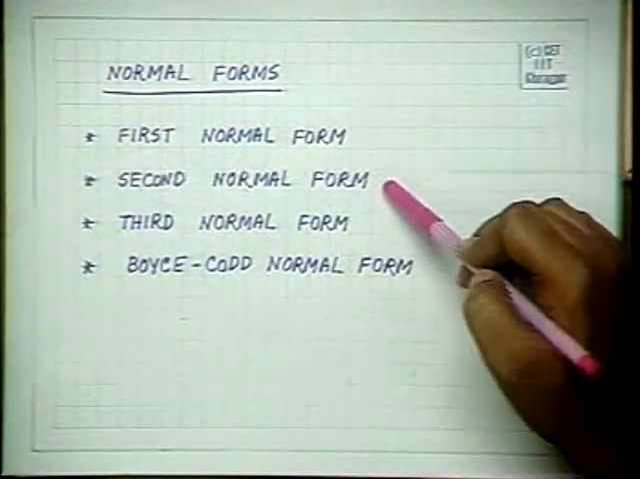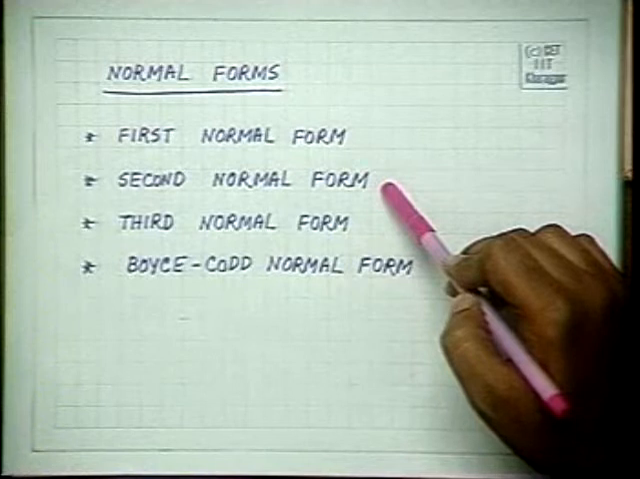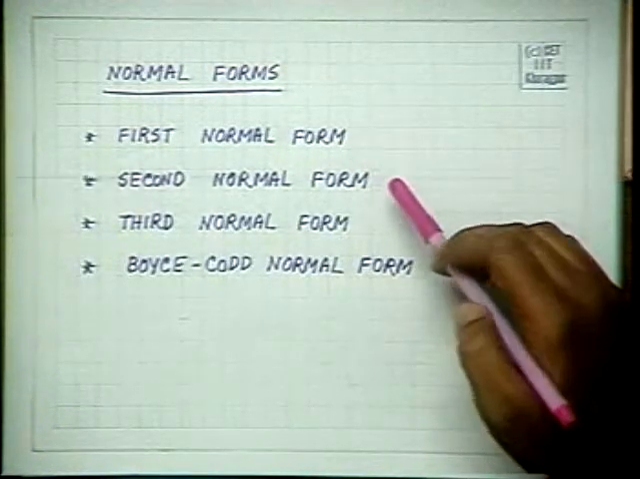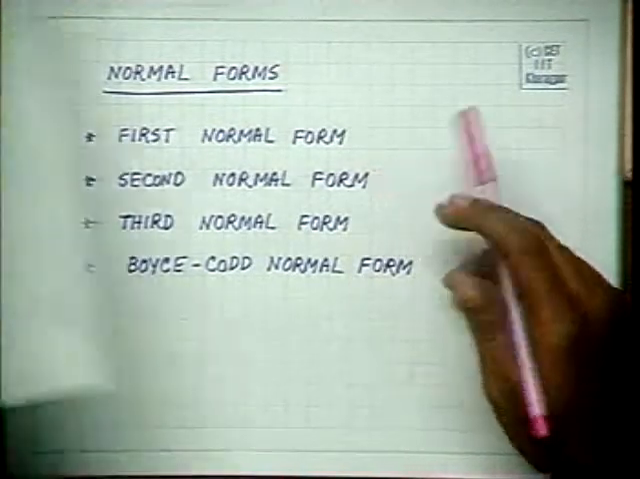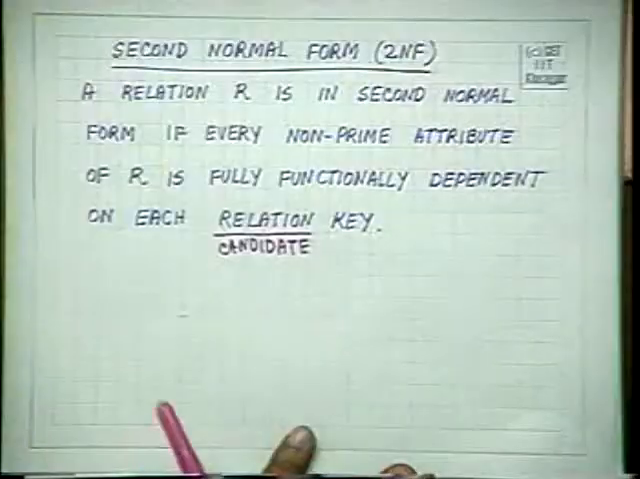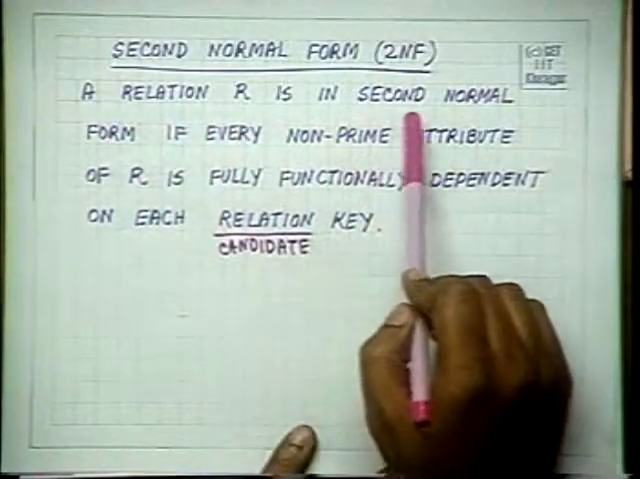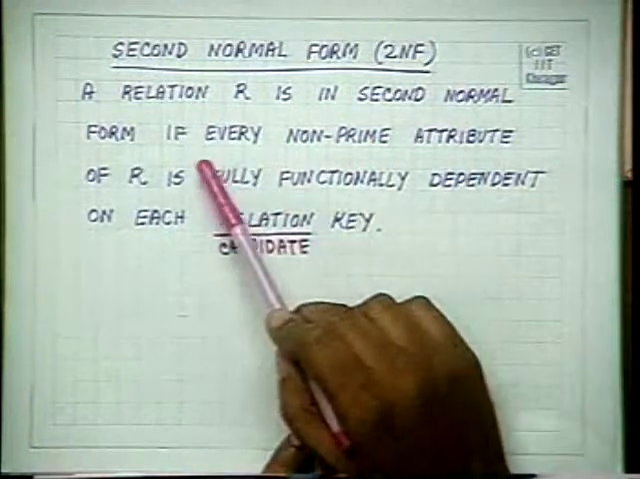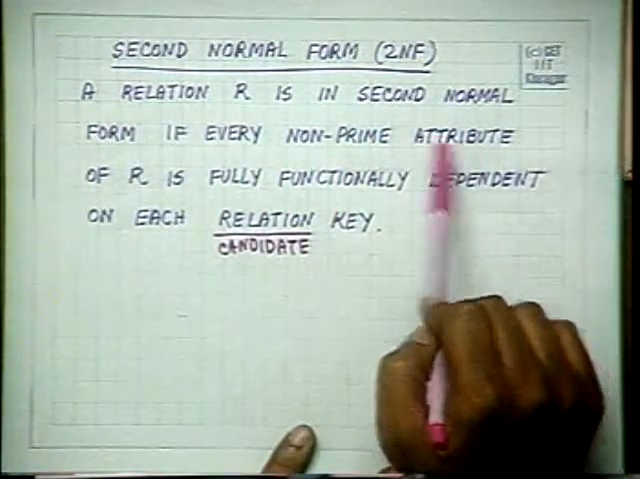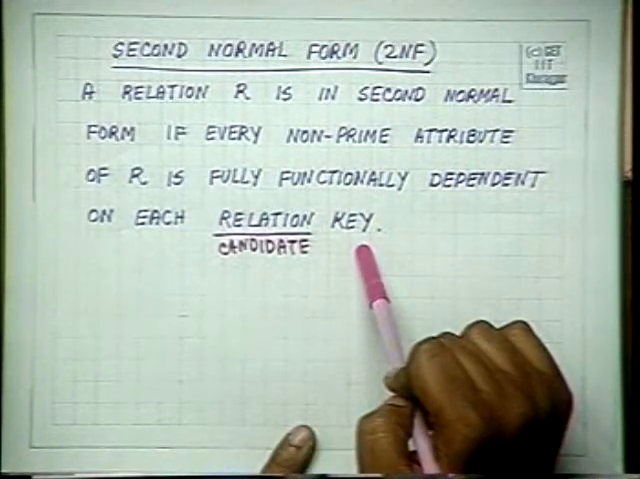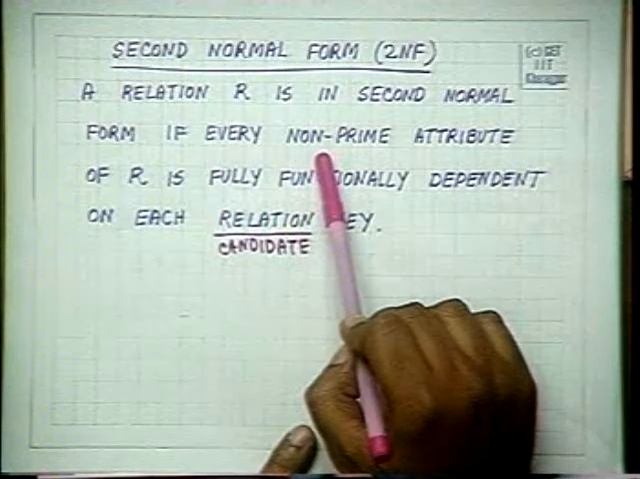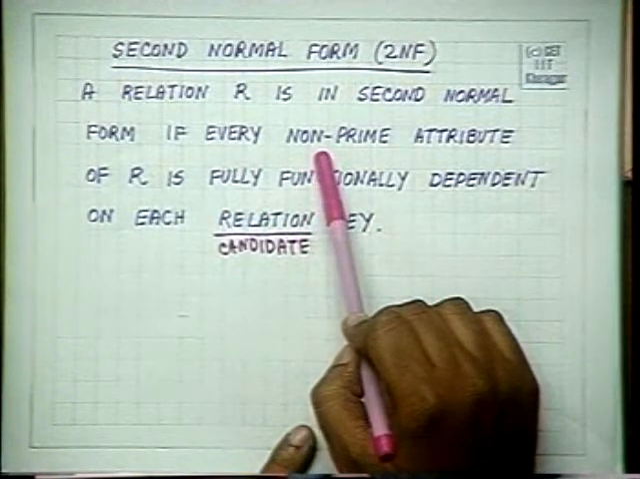The second normal form is one which is in first normal form and which contains some additional properties which try to prevent redundancy. We define the second normal form as follows. A relation R is in 2NF, or second normal form, if every non-prime attribute of R is fully functionally dependent on each candidate key. An attribute is said to be non-prime if it is not contained in any candidate key.